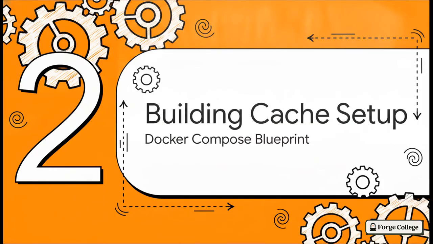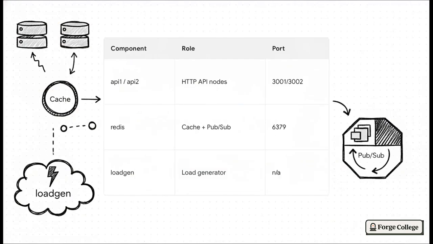Which brings us to section 2, building the cache setup, the Docker Compose blueprint. Now, what's really cool about this setup is how elegantly simple yet incredibly powerful it is. We've got our Docker Compose blueprint here. We have API 1 and API 2, which act as our 2 distinct HTTP API nodes running cache middleware on ports 3001 and 3002. Then we've got our Redis component on port 6379, pulling double duty as both our distributed cache and our pub/sub broker. And finally, LoadGen, which is a load generator using Vegeta to just absolutely blast our APIs with traffic.